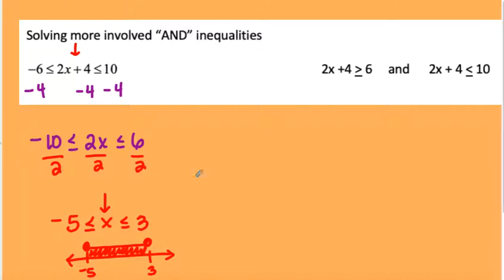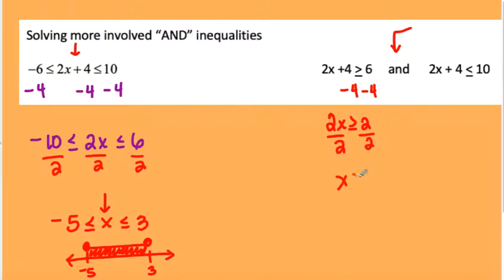All right, but you could also be asked an and inequality using the word and in two separate inequalities. We just solve them like they're individual inequalities, but we have to remember we're looking for their overlap. So we subtract negative 4. So we have 2x is greater than or equal to 2. Then we divide by 2.